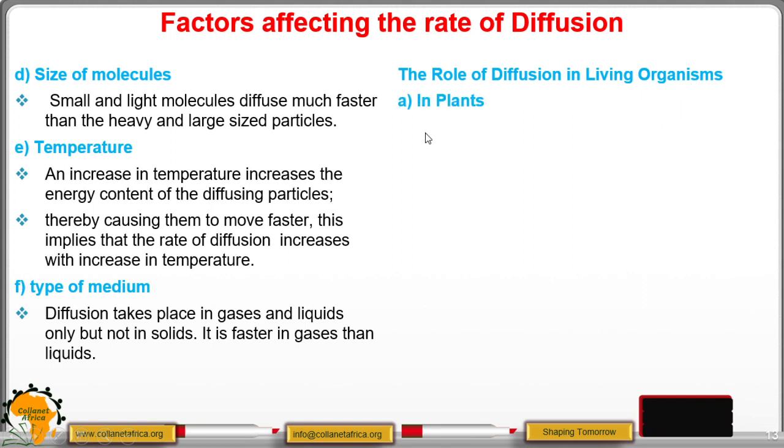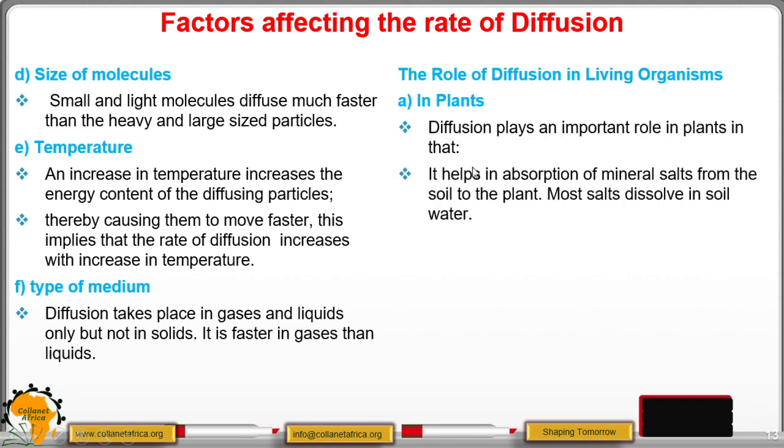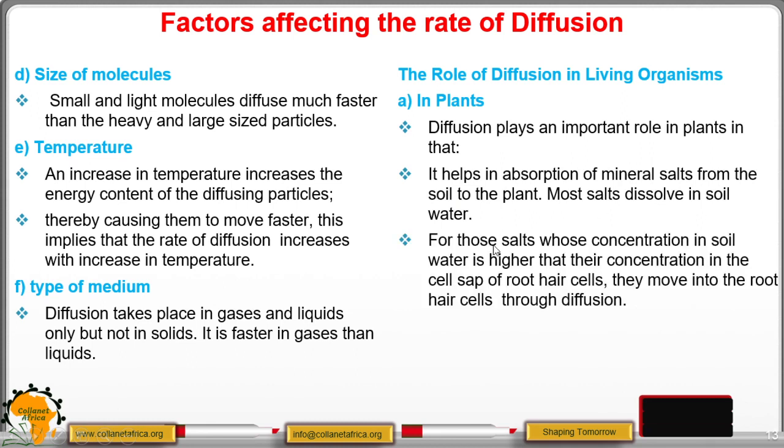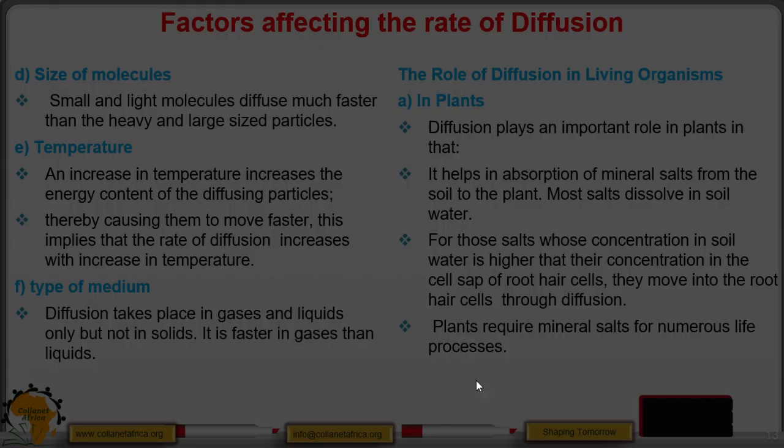For example, what role does diffusion play in plants? It helps in absorption of mineral salts from the soil to the plant because most salts dissolve in soil water. For those salts whose concentration in soil water is higher than their concentration in the root hair cells, they move into the root hair cells through diffusion. And these minerals are required for various processes like photosynthesis, among others.